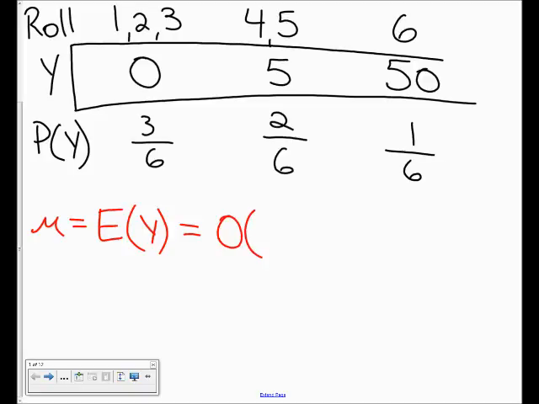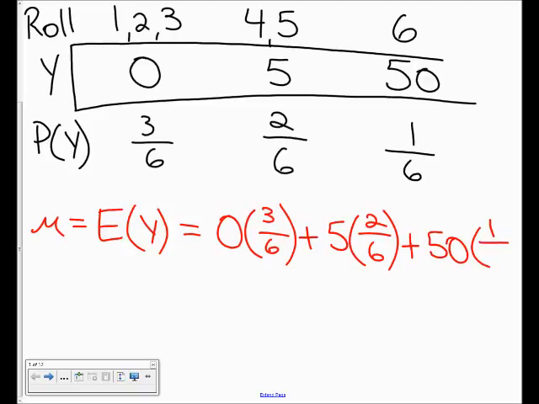So the expected value is going to be 0 points times the likelihood of that happening, which is half, plus 5 points times the likelihood of that happening, which is a third of the time, and then 50 points times a sixth, because that's the probability that that will occur. And so when you do that math, that's 0, then 2.5, and then plus 50 over 6, and so that's going to end up giving you 10 points. All right, so that is our expected value there, 10 points.